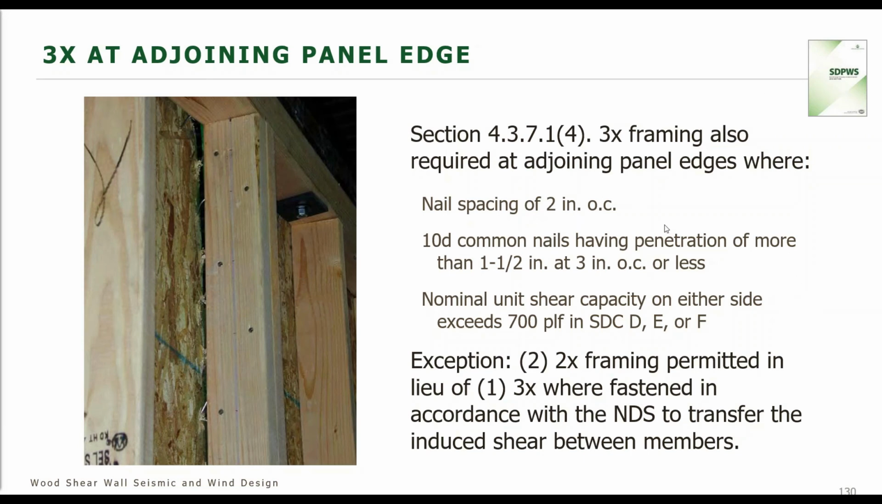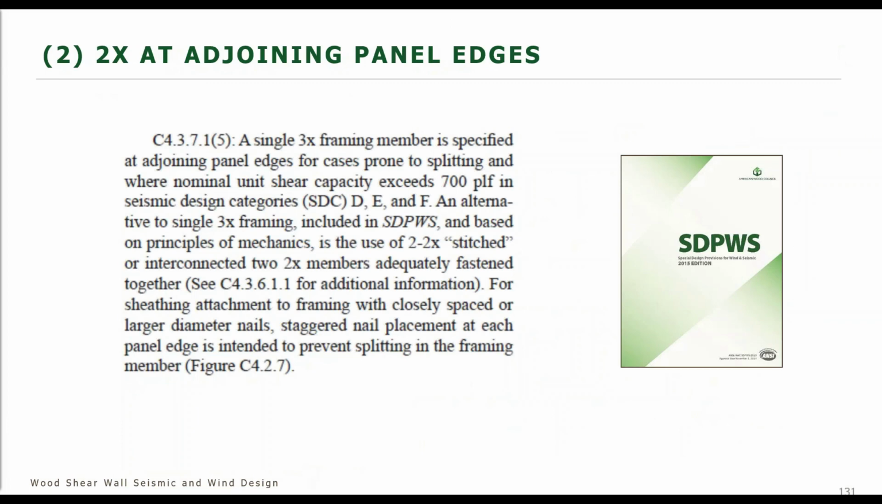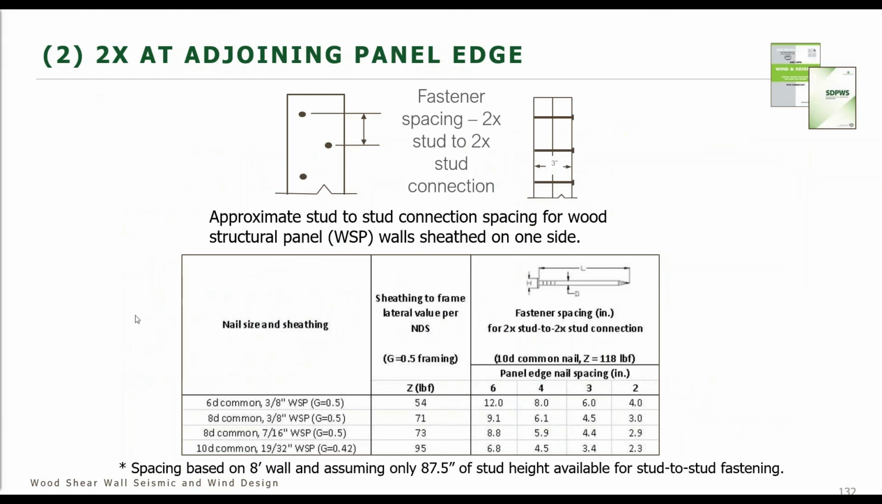If 3x's are required, if your nail spacing is at 2 inches on center or 10 penny penetration more than 1.5 inches for 3 inches on center, et cetera, et cetera. And so instead of a 3x, you can also say 2 2x's. I think I misspoke. I meant when we have shear walls on each side, there's also an additional requirement that may come into play, which is shown here. Okay, and then in the commentary, it also mentions stitching the 2 2x's together. And that's key because we want to have that continuous load path through the shear wall.